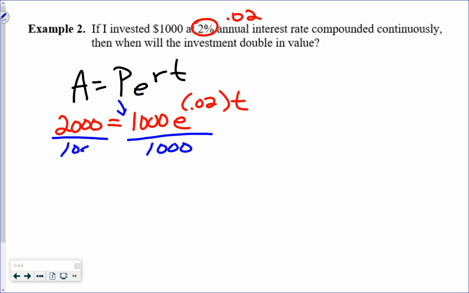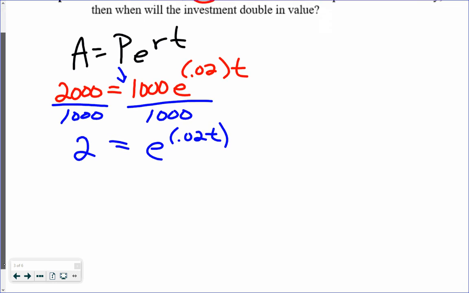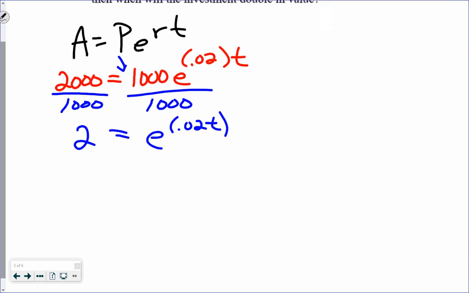Look at what magically happens on the left-hand side, though. I get a 2. And what did I want to do? I wanted to double my money. Look at that. Equals e to the 0.02 t. So I've isolated the term that has the variable in the exponent. So now take your logarithm. Any one you want. I think natural log is, once again, our best choice.